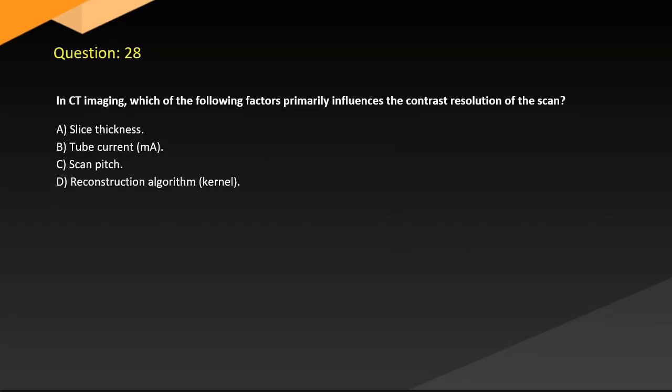Question 28. In CT imaging, which of the following factors primarily influences the contrast resolution of the scan? A. Slice thickness. B. Tube current, mAs. C. Scan pitch. D. Reconstruction algorithm, kernel.